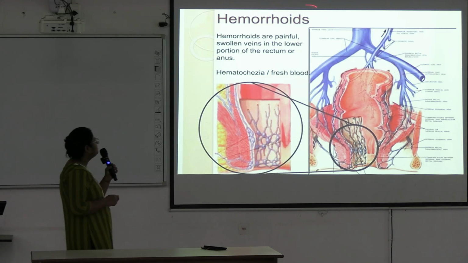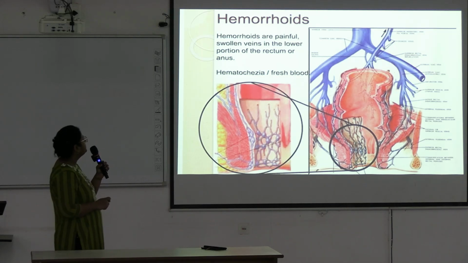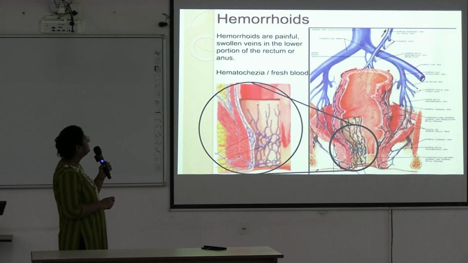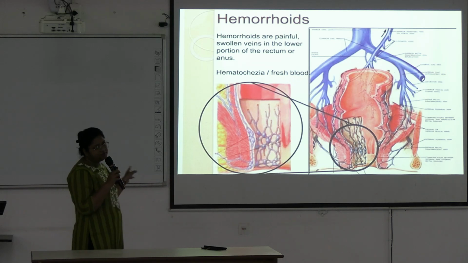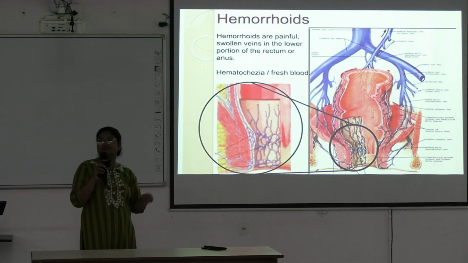Next we go to the hemorrhoids. Hemorrhoids are painful swollen veins in the lower portion of the rectum or anus. See, these are the dilated veins. We have cut open the rectum. Here there will be hematochezia, or fresh blood, during defecation.